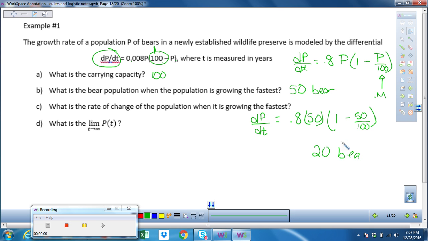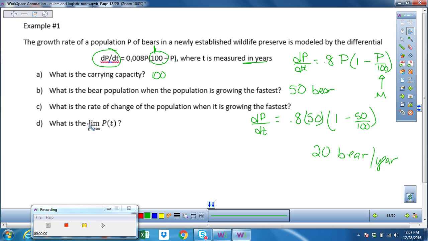That doesn't really make sense. Okay, so I guess 20, it's not 20 bears, but it's, I guess, 20 bears per minute or 20 bears per hour. I don't know how fast this is growing. It doesn't say. Oh, measured in years, so 20 bears each year. That's the rate at which it's changing.